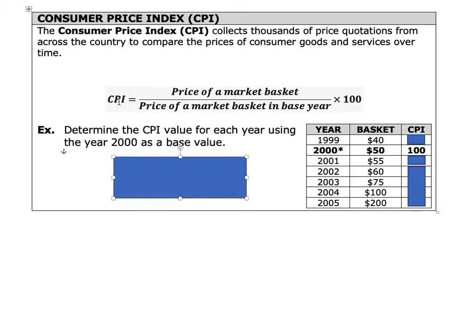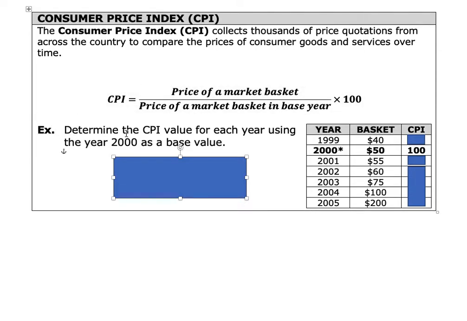So, the formula: CPI is equal to the price of a market basket in the particular year that you're interested in, divided by the price of the market basket in the base year, and we'll multiply that by 100. That will give it the index score.